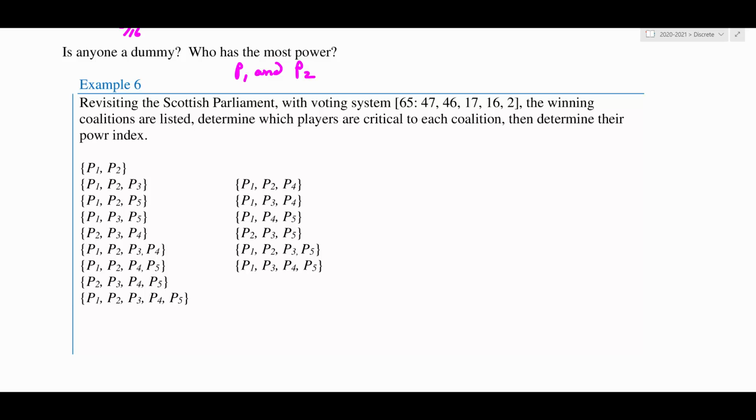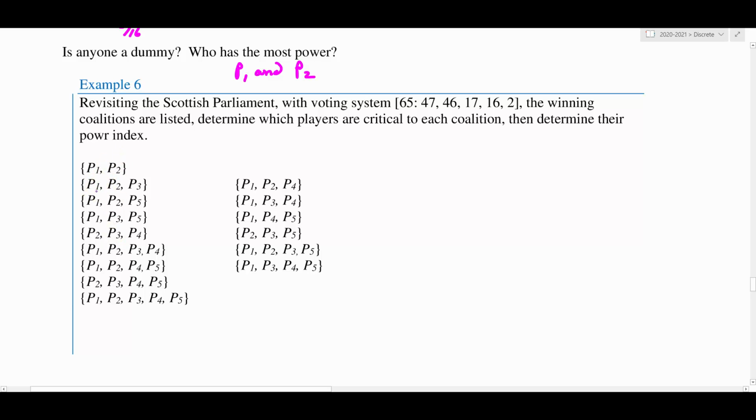Okay. So let's take a look here first at example 6. We're going to talk about the Scottish Parliament system that we've looked at before. If you recall, the quota was 65 and the weights of the individual players are listed here for us. So we got 47, 46, 17, 16, and 2. Now, I went ahead and listed the winning coalitions for you.